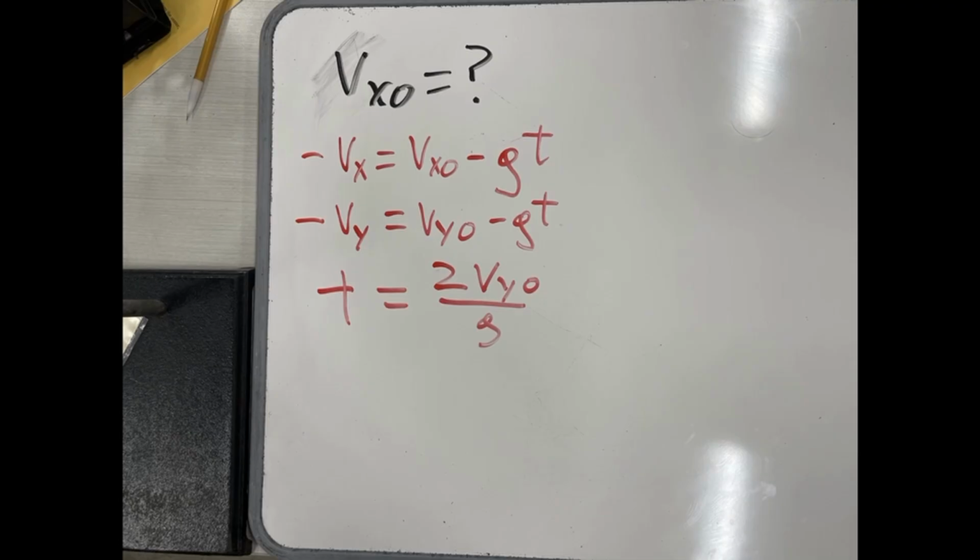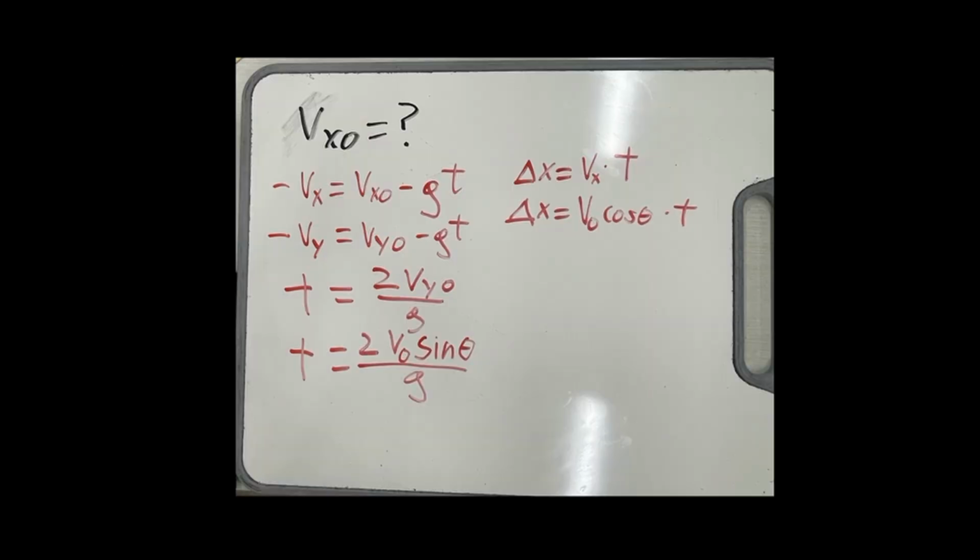Now we're going to isolate for t so we can find the amount of time the rock spends in the air. And now we're going to replace Vy naught with V naught sine theta, so we can replace our vertical velocity with the vertical component of the velocity we're trying to solve for. And here's our kinematics equation for the horizontal direction. And we're going to replace Vx with V naught cosine theta, which is the horizontal component of the velocity we're solving for.